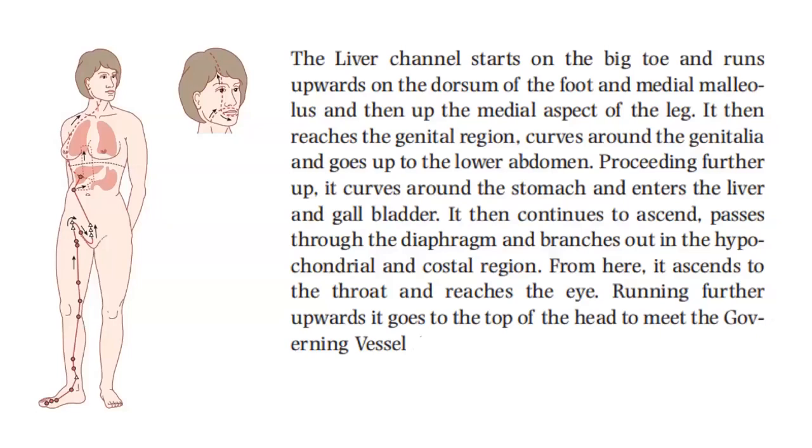The liver channel, this is a recap. The liver channel starts on the big toe and runs upwards on the dorsum of the foot and medial malleolus, and then up the medial aspect of the leg. It then reaches the genital region, curves around the genitalia, and goes up to the lower abdomen. Proceeding further up, it curves around the stomach and enters the liver and gallbladder. It then continues to ascend, passes through the diaphragm, and branches out in the hypochondrial and costal region. From here, it ascends to the throat and reaches the eye. Running further upwards, it goes to the top of the head to meet the governing vessel.